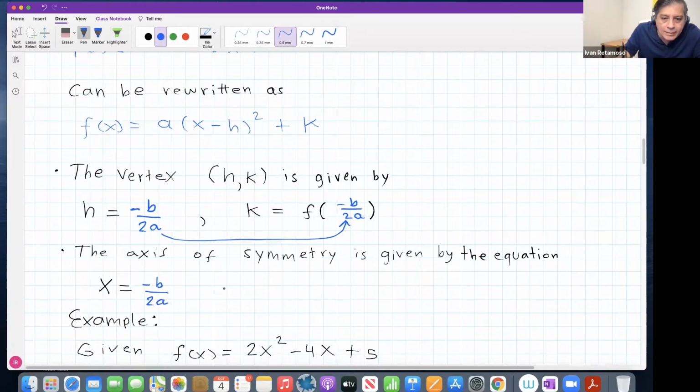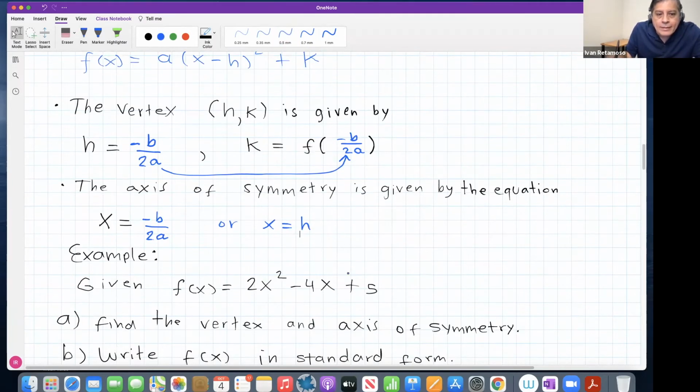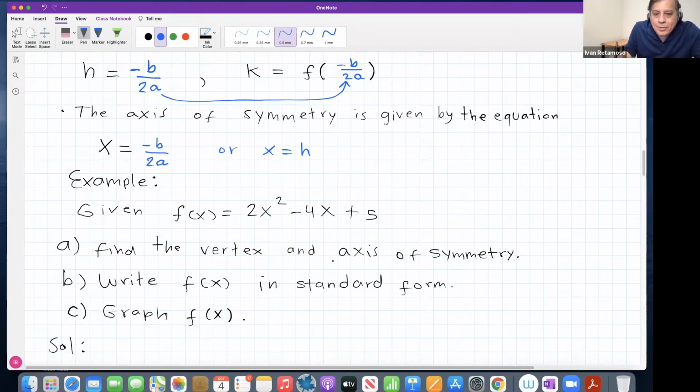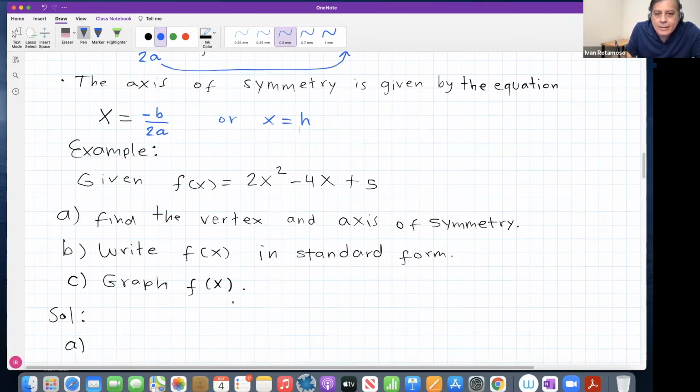Or equivalently, x equals h, right? Same. Okay, example: given this quadratic function, find the vertex and axis of symmetry, write f of x in standard form, and graph f of x. All right, let's do it.